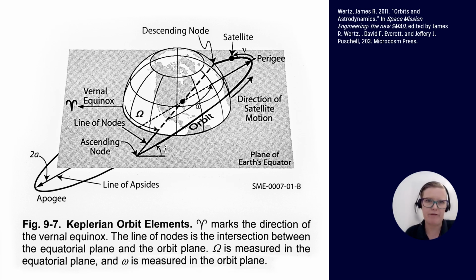But on this diagram, the first orbital element we'll look at is the semi-major axis, which we've talked about before, the size of your orbit.